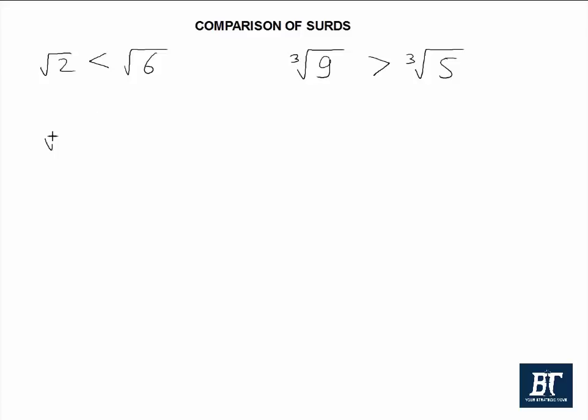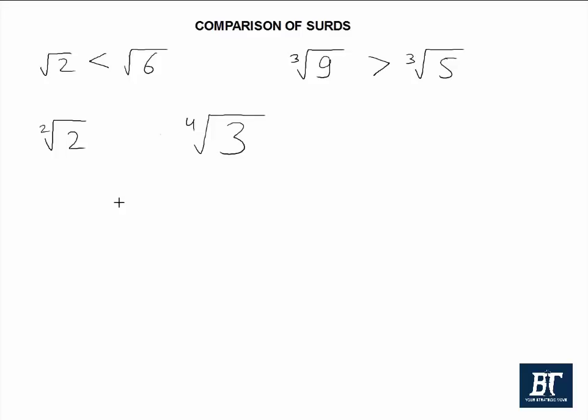For example, square root 2 and fourth root of 3. So one may think that fourth root of 3 is greater than root of 2 because 3 looks greater than 2, but we cannot be sure. So let's see how to do it. As we can see, the order is 2 here and the order is 4. So we need to change the order.